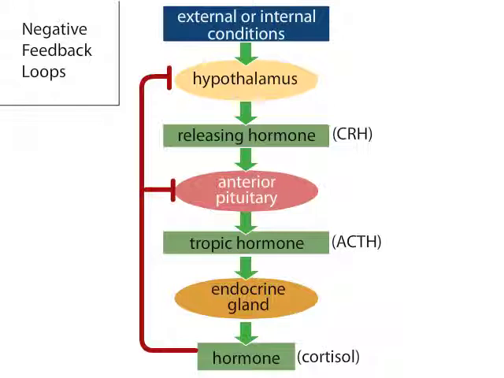This interaction is an example of a negative feedback loop. In this loop, the output of the system, the hormones from the adrenal cortex, ultimately diminish the input to the system, the hormones from the hypothalamus and anterior pituitary. This system turns on cortisol release, but then turns it off before cortisol levels get too high.